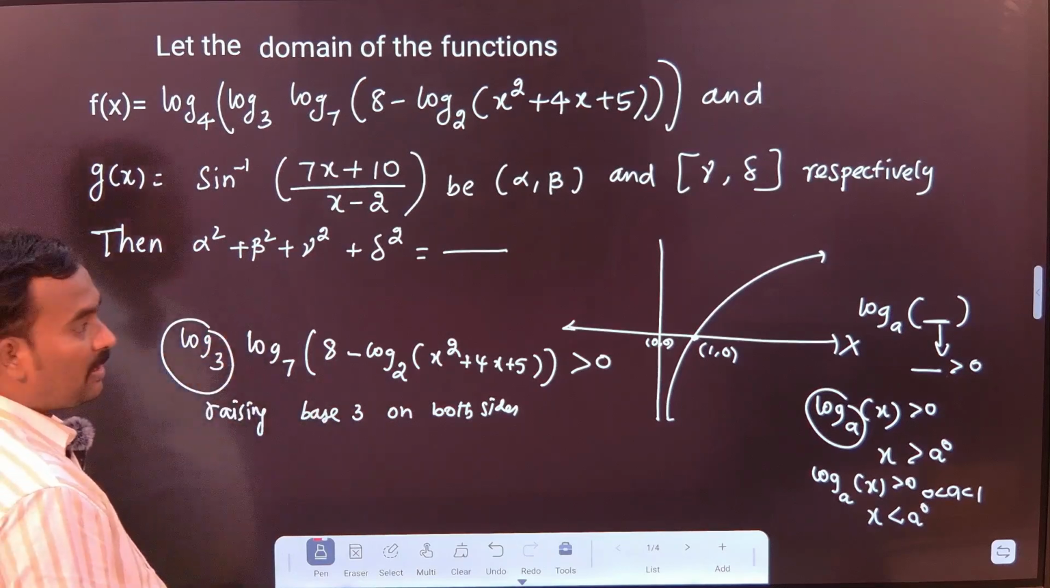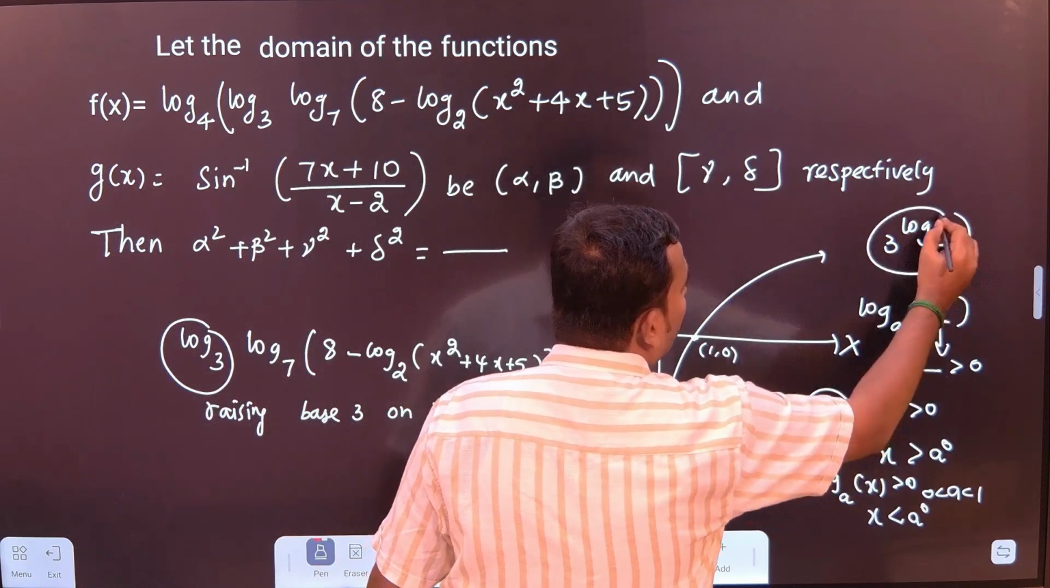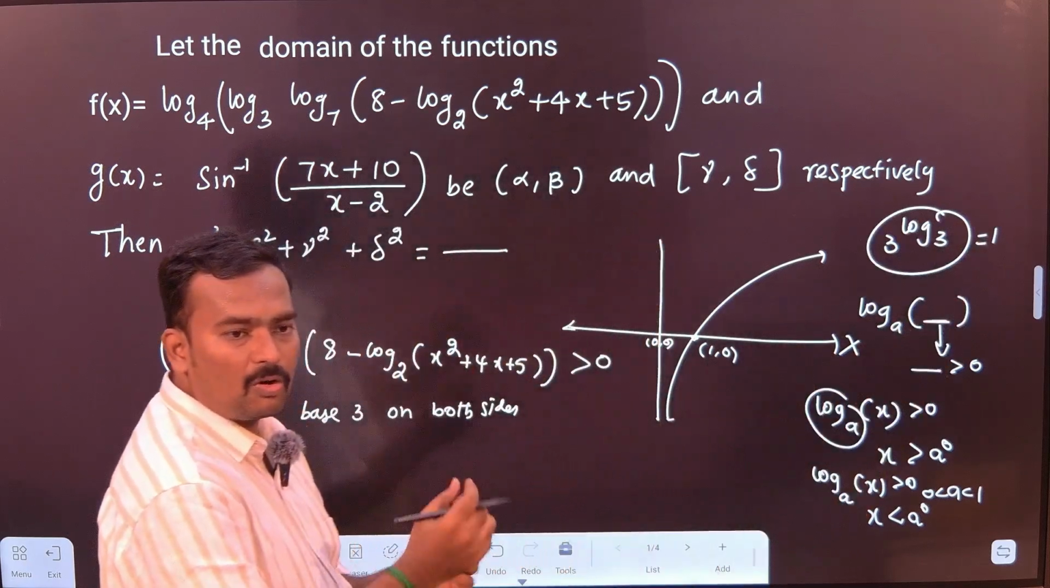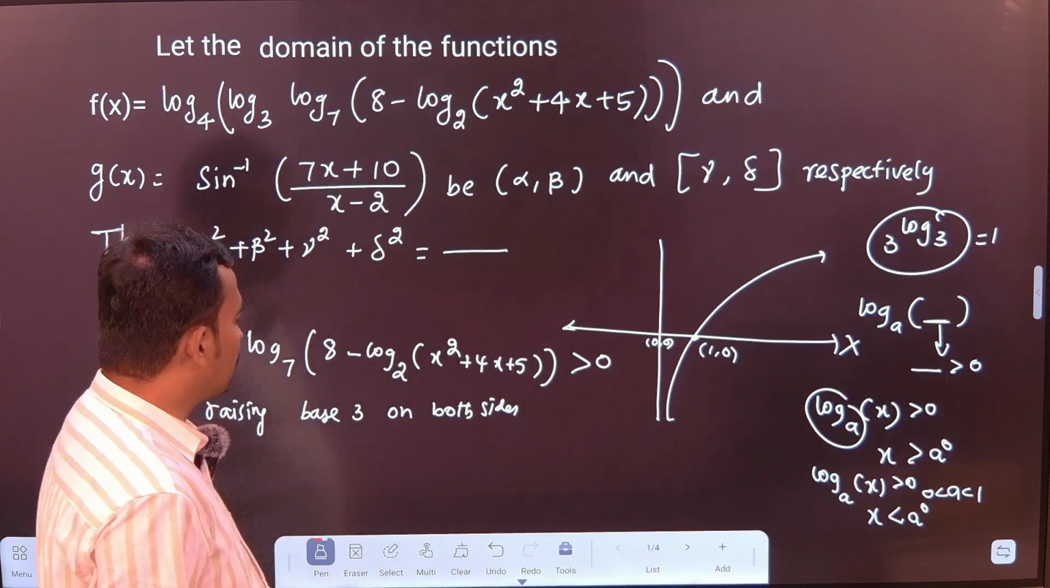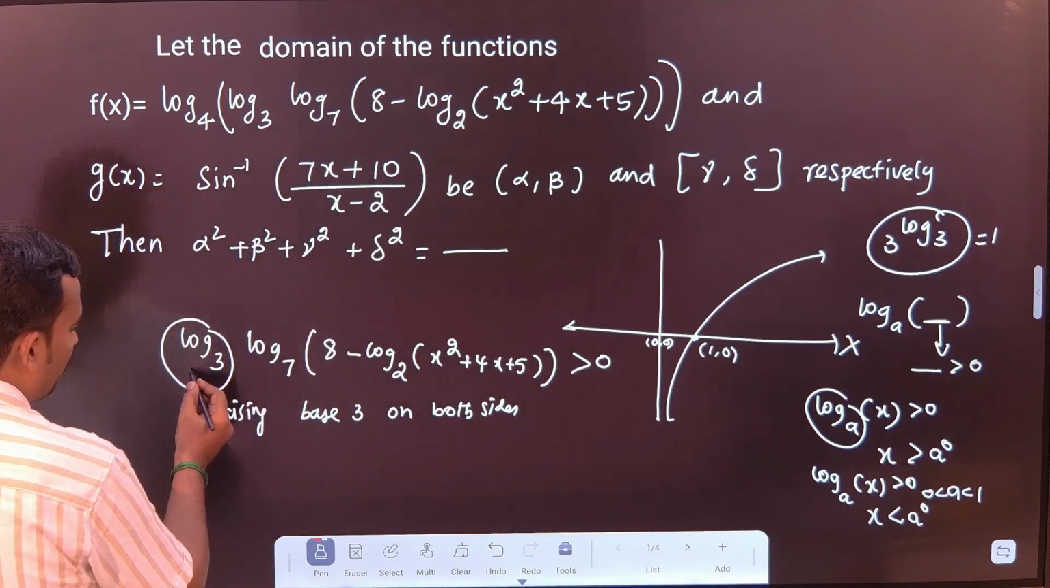3 log base 3 value is what? What is a 3 log base 3? So it is 1, right? Because base 3 and log base 3 are inverses of each other, so they cancel each other, right? Okay. Then if you raise it, it will be cancelled.